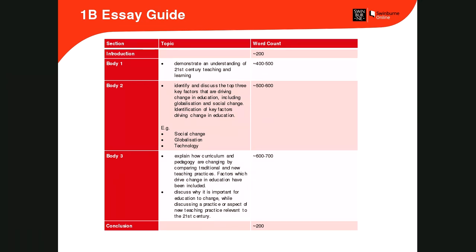And the third section then is looking at how curriculum and pedagogy are changing by comparing the traditional and new. And then the factors which drive change in education have been included in that. And then discuss why it's important for education to change, looking at the new practice, which was the previous slide that we focused on. Okay, so this is the suggested order, simply because this follows the assessment details and assessment outline. Of course, you can play around with that if you like, but really we're suggesting this particularly if you find essays challenging. This just gives you a good starting point.